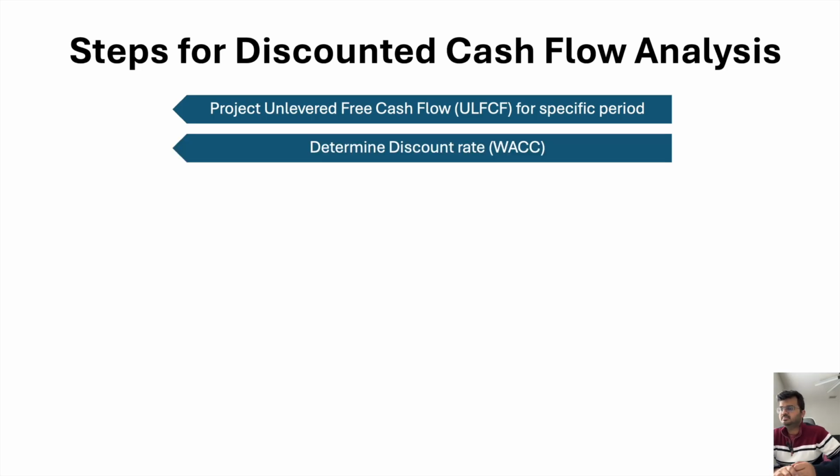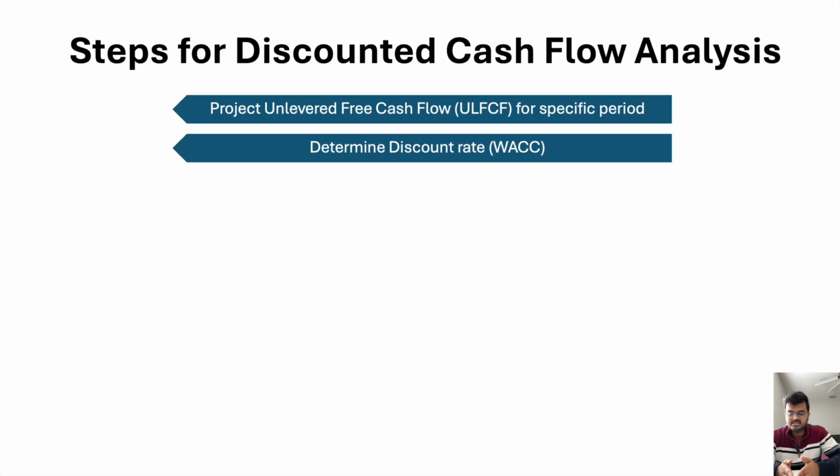Once that is done, the second step is determining the discount rate, or WACC, in full form the weighted average cost of capital. The reason we need it is, as in the first step, we could have calculated the free cash flow for 5 years. Say in the first year the free cash flow is $100, and by the fifth year, assume the free cash flow is $150. But the $150 which is going to be generated 5 years down the line might not hold the same value as $150 as of today.